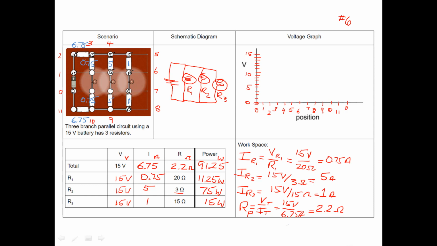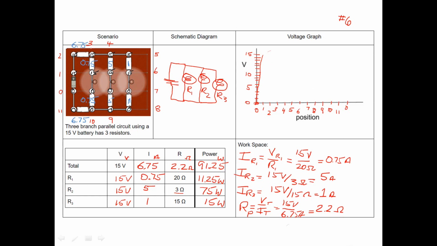15, 0, 15, 0, 0, 0, 0. All right, let's go ahead and we'll do our voltage graph. Now our voltage graph is going to look a little bit different because we're going to have multiple paths or parallel paths dropping down from that high voltage. I start at 0 at position 1. I'm up at 15. So let's go ahead and we'll draw that in.